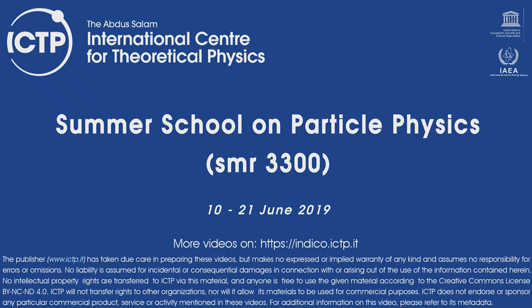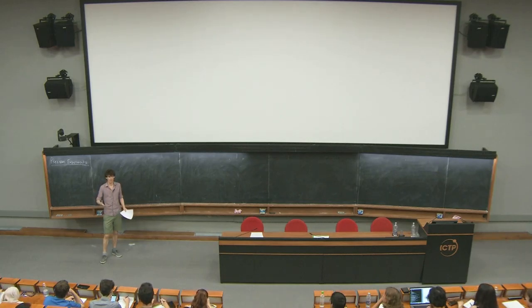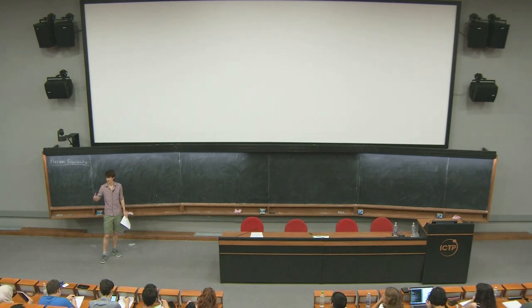Broadly speaking, the topic I'm going to talk about is how to use experiments beyond the traditional collider program, which at the moment is represented strongly by the LHC, to look for physics beyond the standard model. I'm sure you've heard already in various lectures the reasons why we think such physics beyond the standard model must be out there.